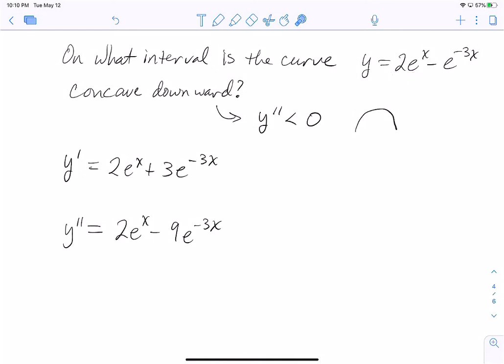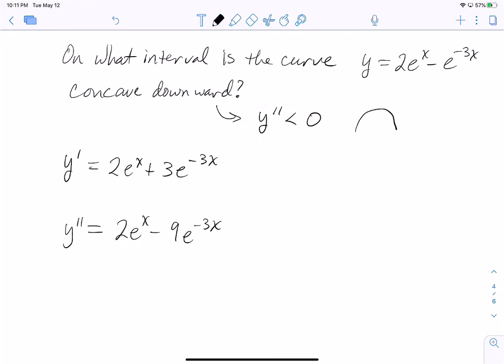The derivative of 2e to the x is 2e to the x. For negative e to the negative 3x, we have to use the chain rule, so we end up with a total of y prime equal to 2e to the x plus 3e to the negative 3x. Using the chain rule again for the second term, we get y double prime is 2e to the x minus 9e to the negative 3x. Well, we're going to have this exponential inequality.